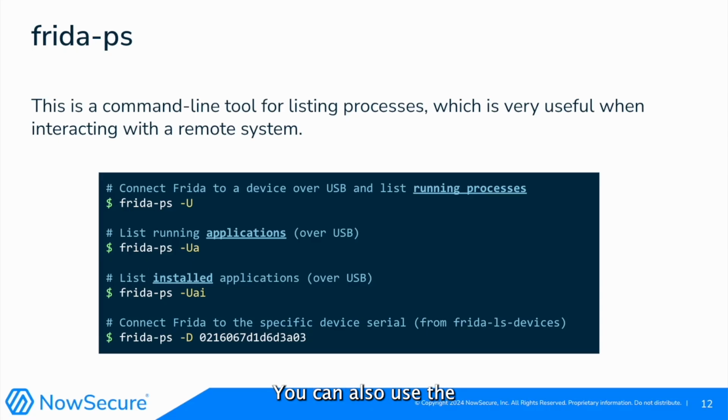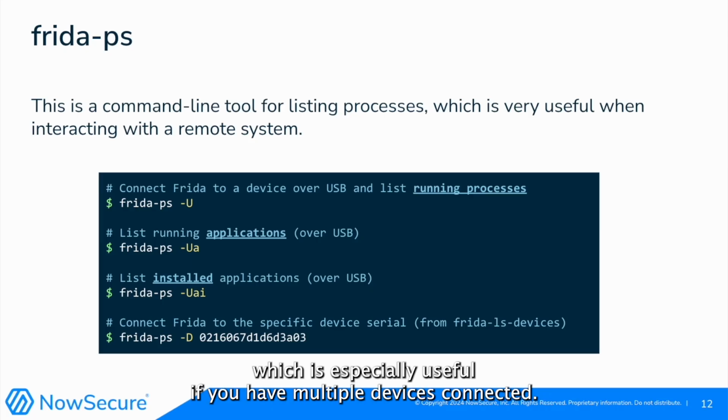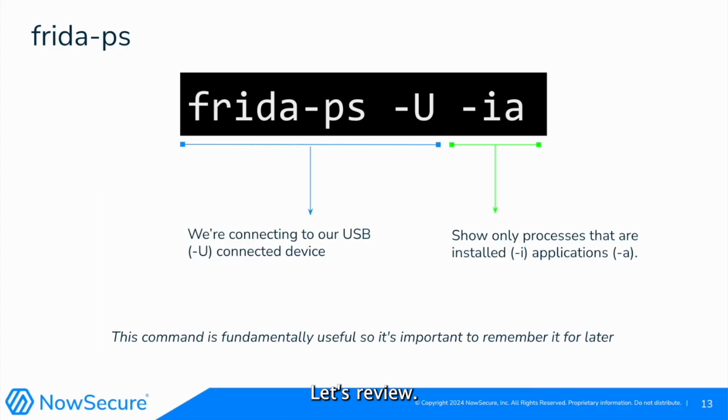You can also use the -D flag and specify a device serial to connect to. You'll get this info from Frida LS devices, which is especially useful if you have multiple devices connected. Let's review. In this example, we connect to our device over USB, and we want to list installed applications on that device. Now let's see this tool in action.